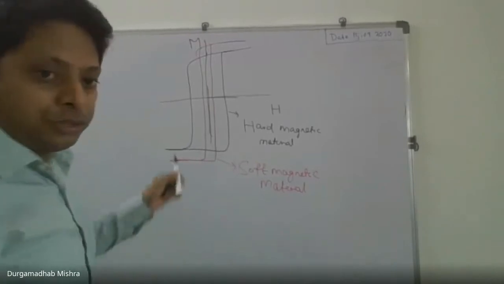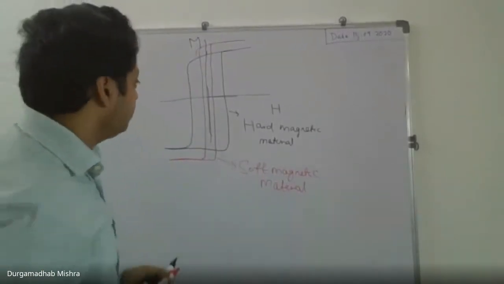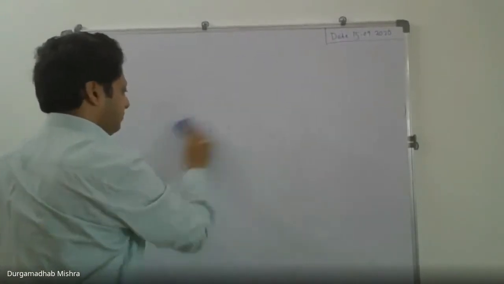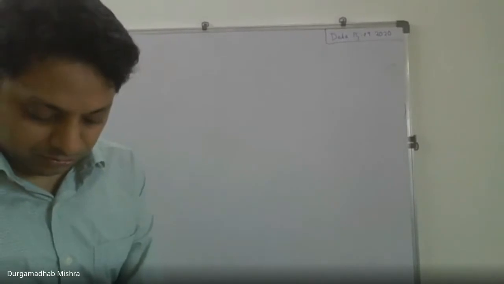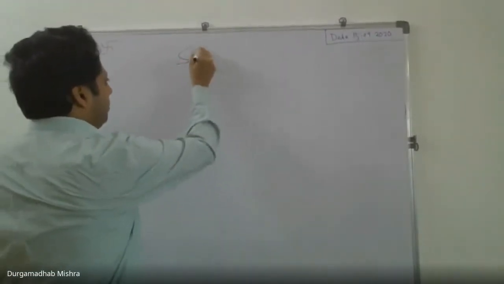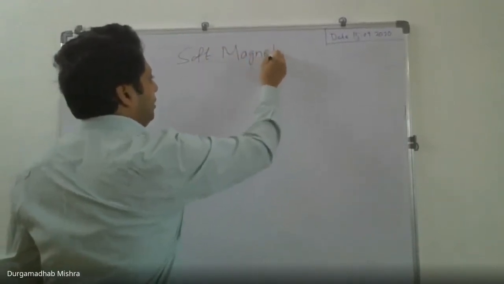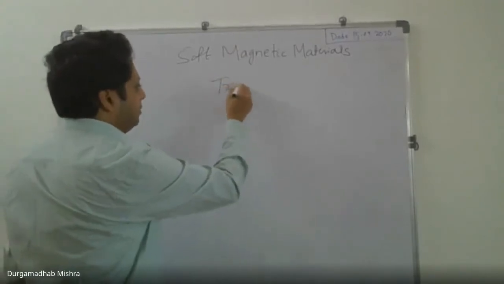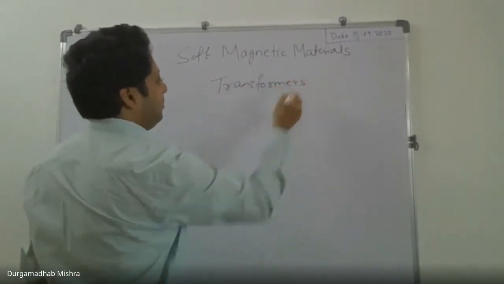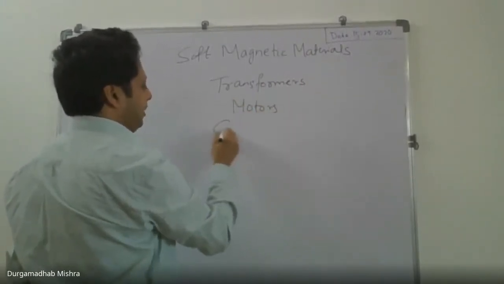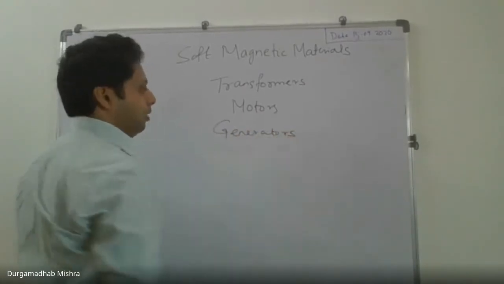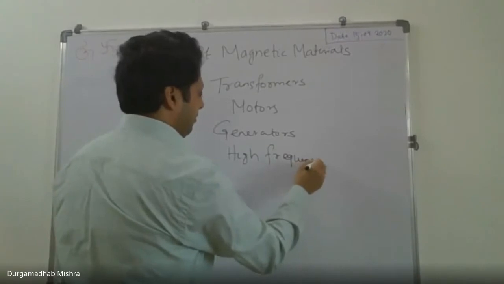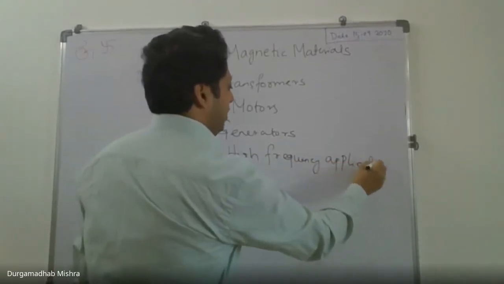First we talked about the soft magnetic material. The soft magnetic materials are used mostly in, like you might already know, transformers or motors or generators, or mostly, let's say, for high frequency application. So why is it the case?